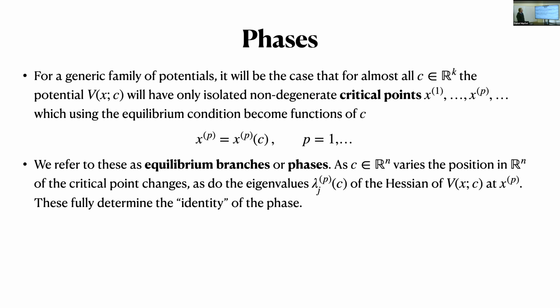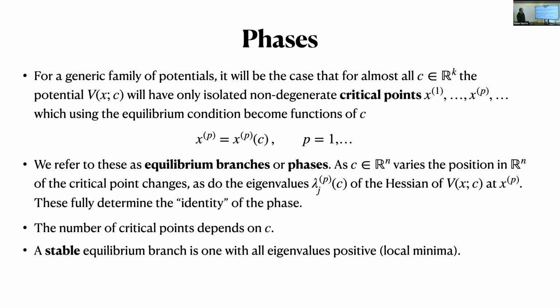The critical points of the potential are functions of the control parameters. As C varies, their positions change, as do the eigenvalues of the Hessian. And that's the kind of identity of the phase. The number of critical points can also change. We've already discussed that.